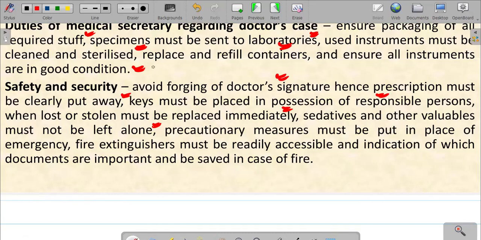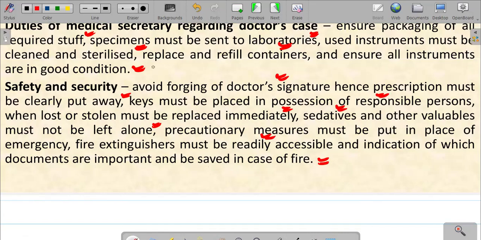Precautionary measures must be put in place for emergencies. Such as fire extinguishers, which must be readily accessible in case of fire, and an indication of which documents are important and must be saved in case of fire. We are saying directions and emergency evacuation plans must always be there. If there are also contact details of various departments and institutions that would help in emergencies, they must always be put in place.